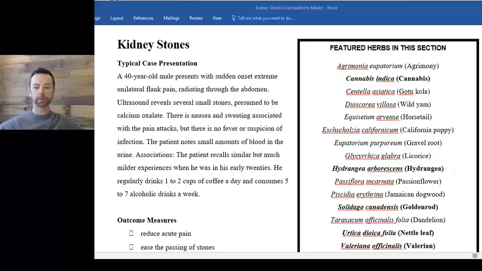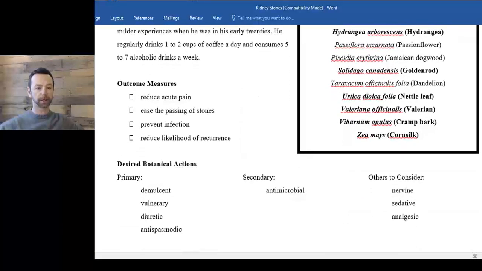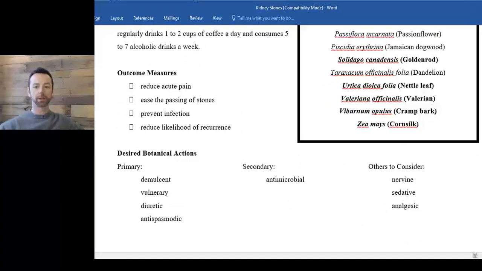Okay, so not too much to get into with the rest of our section here. We're going to look down, as we will with all of these, into a couple different sections. Outcome measures. Yep, these are always going to be pretty straightforward, and we're going to want to reduce acute pain, ease the passing of stones, prevent infection, and reduce likelihood of recurrence.